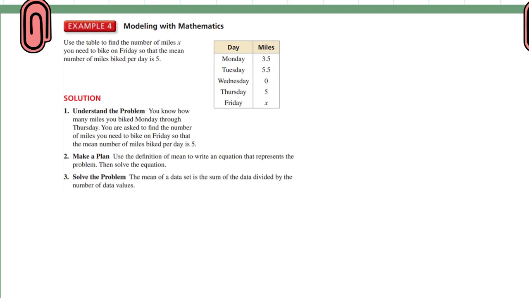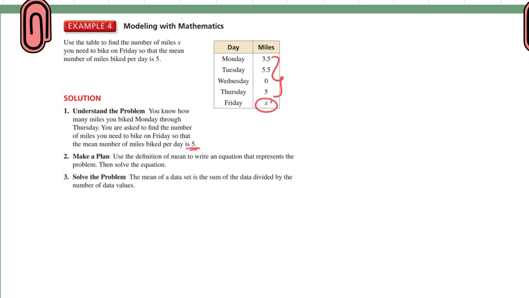Okay, modeling with mathematics. Use the table to find the number of miles, x, you need to bike on Friday so that the mean number of miles biked per day is 5. So remember, we're going to understand the problem. You know how many miles you biked on Monday through Thursday, correct? We already know this. I put the solution there so you can see it. You're asked to find the number of miles you need to bike on Friday. So this is x, so that the mean number of miles biked per day stays at 5. So we've been given the mean.